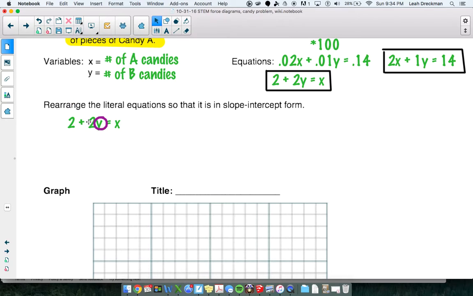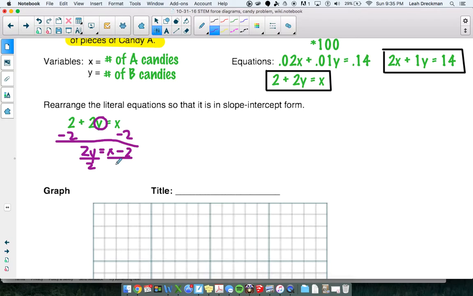All right, well, we worked with these last week. The whole idea is to isolate this term by undoing what occurred to the y. So it looks like it was multiplied by 2 and then added 2. So we're going to do the inverse operation in inverse order. So I'm going to go minus 2 on each side. And so we get 2y equals x minus 2. And then to get y by itself, we're going to divide by 2 on both sides.